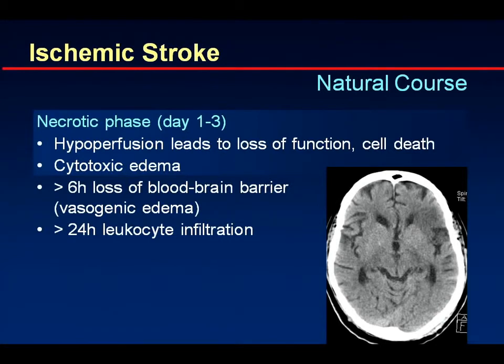Here's an example that shows you a non-contrast CT of an acute stroke. And as you've probably all seen, here is the classic situation. You see this area here in which there is a loss of white-gray differentiation that indicates ischemic tissue in this area.